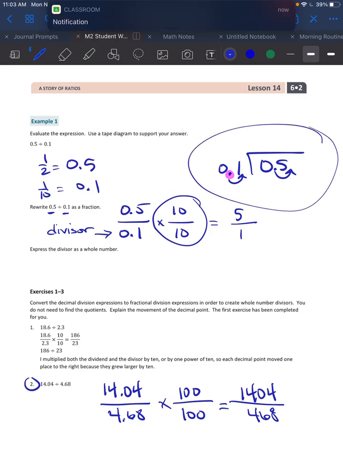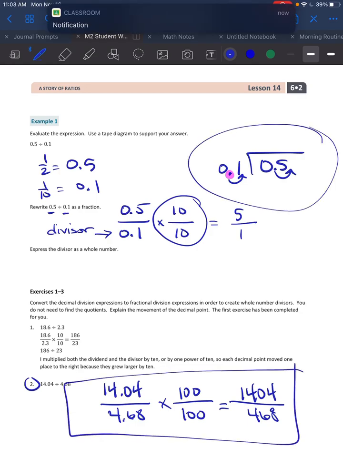In this step, we're just showing how you do it here with the fractions by multiplying by a multiple of 10. Okay? So hope that helps. If not, rewatch the video from the lesson. Okay, good luck, guys.